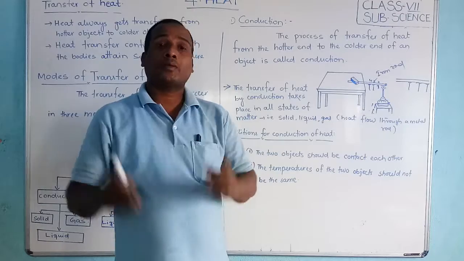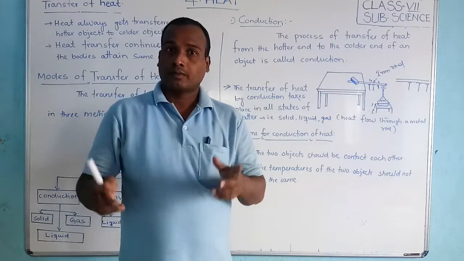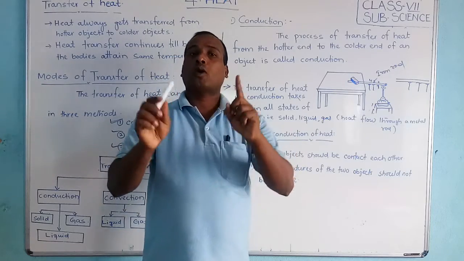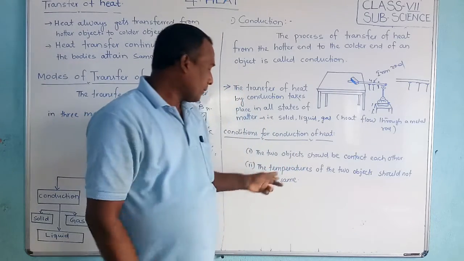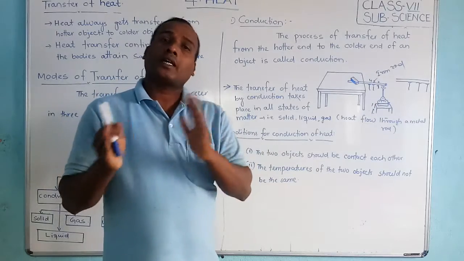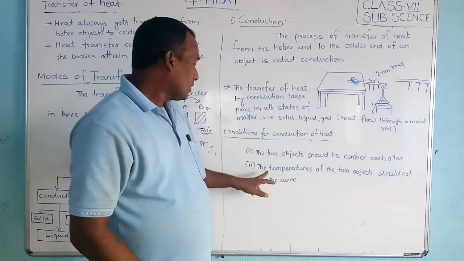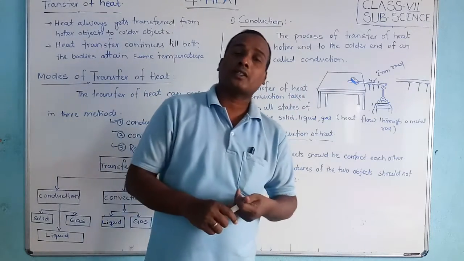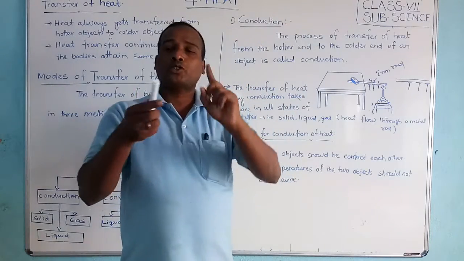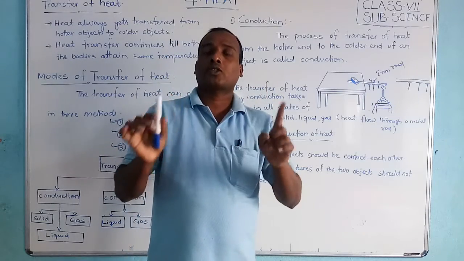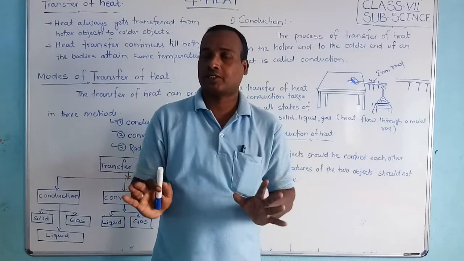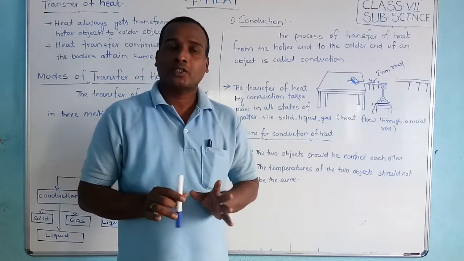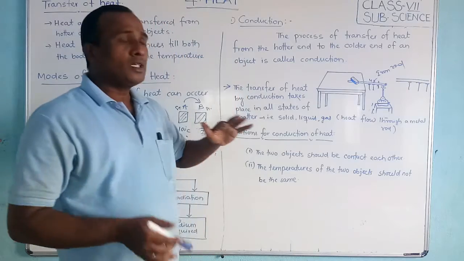I am not saying anything about convection or radiation here. Radiation may be possible, but for conduction, the two objects should be in contact with each other. At that time heat can flow. That is conduction. The temperatures of the two objects should not be the same. The two objects which are contacting each other should have different temperatures. That means the temperatures should not be equal. Okay, students, so these are the things about conduction.